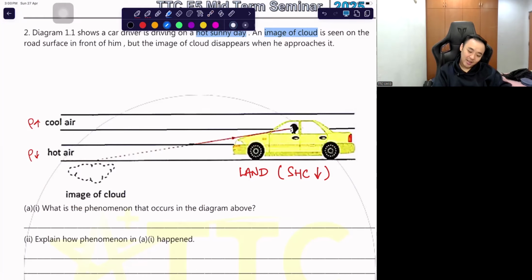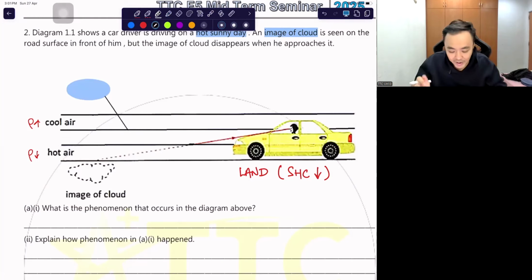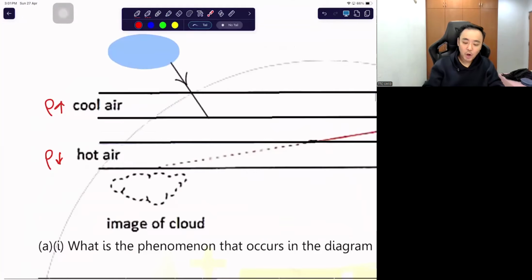So what is happening? Why do you see the image? Because the light from the cloud comes down. And then look, guys, look here. When the light from the cloud comes down, where is it traveling? It's traveling from top to bottom, right? Meaning we are going from cold air to hot air, agree? Okay, first thing first. Cold air, denser. Hot air, less dense.